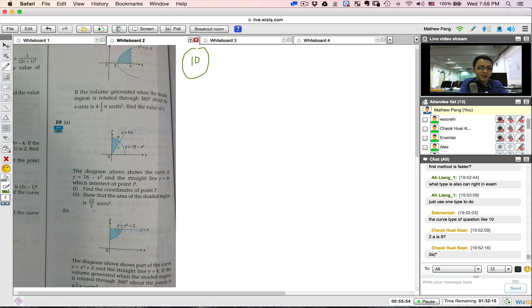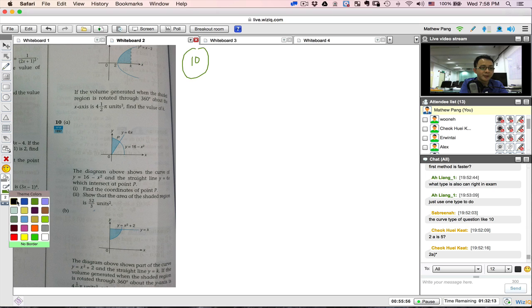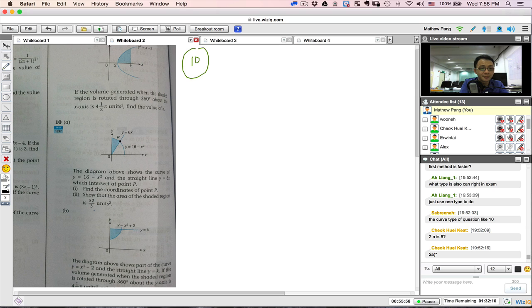So the intercept over here is a point P. Okay. So this is P, the intercept here. Alright, find the coordinate of P. So it's very simple. Since it's intersection point, we do simultaneous. This is y equals to 6x, right? This is y equals to 16 minus x squared. I just substitute the y into the y. So 6x will equals to 16 minus x squared.